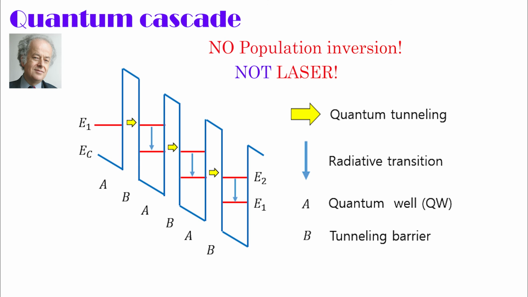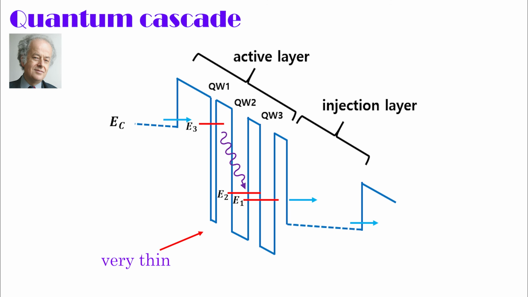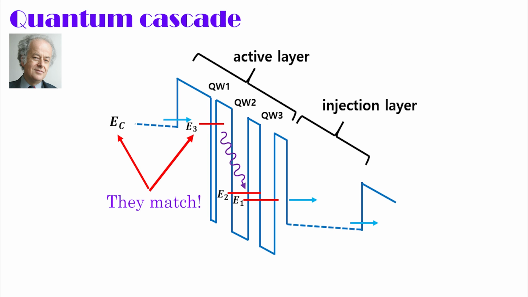Then can you remember what we did previously to get population inversion? Yes, it's the three-level system. We need three levels to delay the transition. There exist two layers. First, the active layer consists of three quantum wells. Quantum well 1 is very thin, and quantum well 2 is wider, and quantum well 3 is a little bit wider than quantum well 2. Quantum well 1 is so thin that the ground energy level, which is E3, matches to EC.